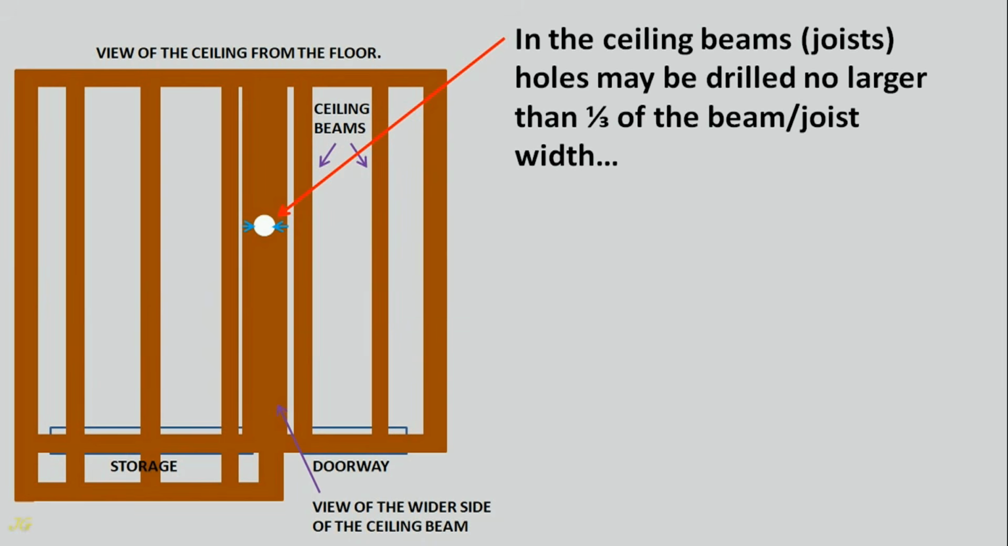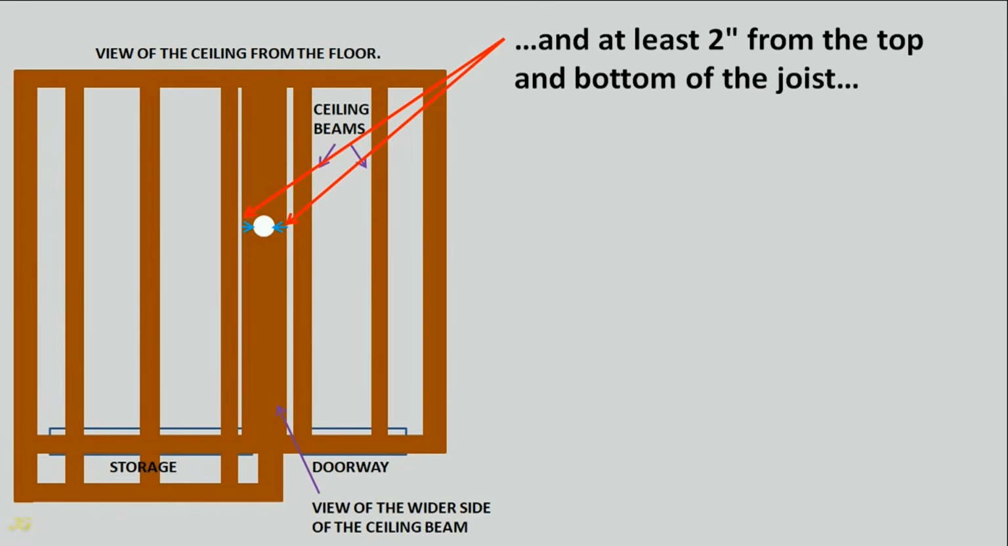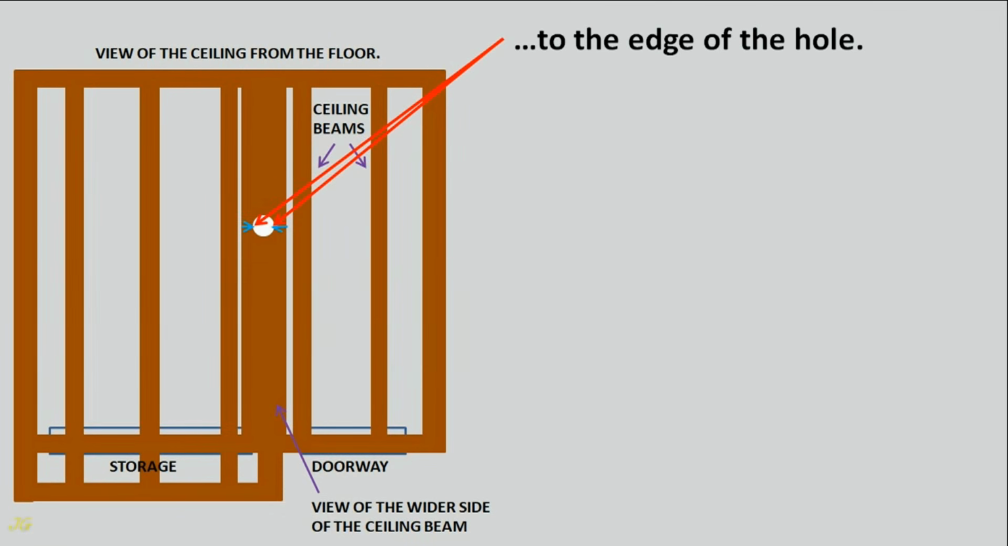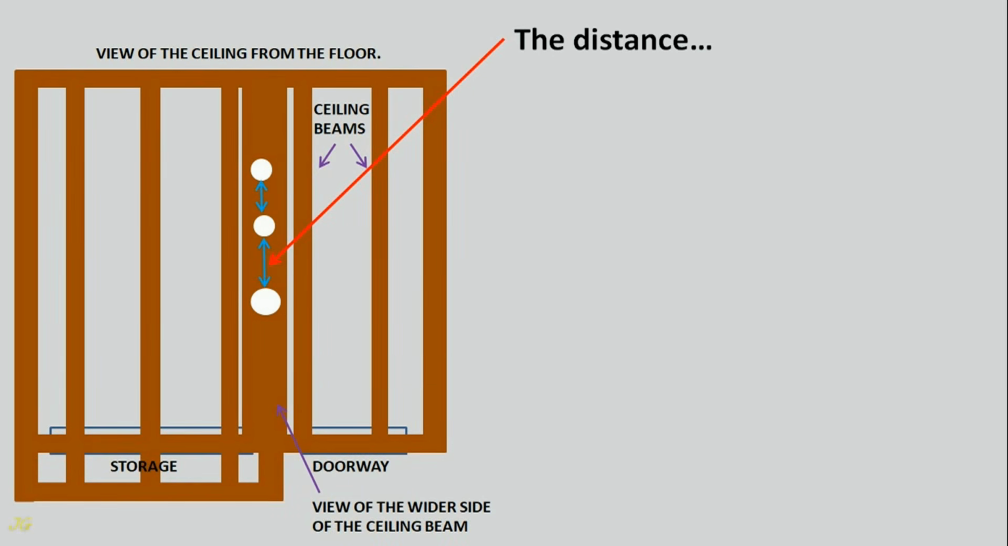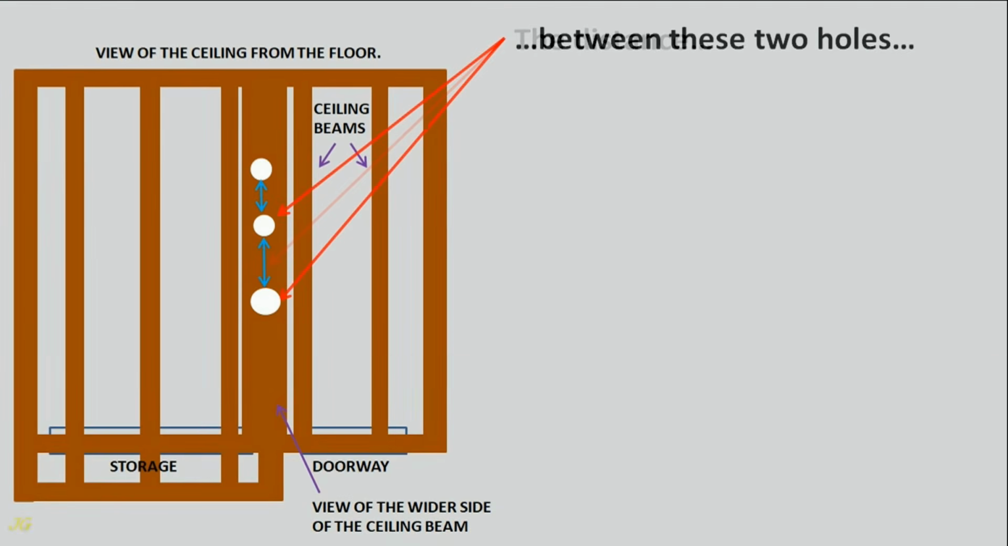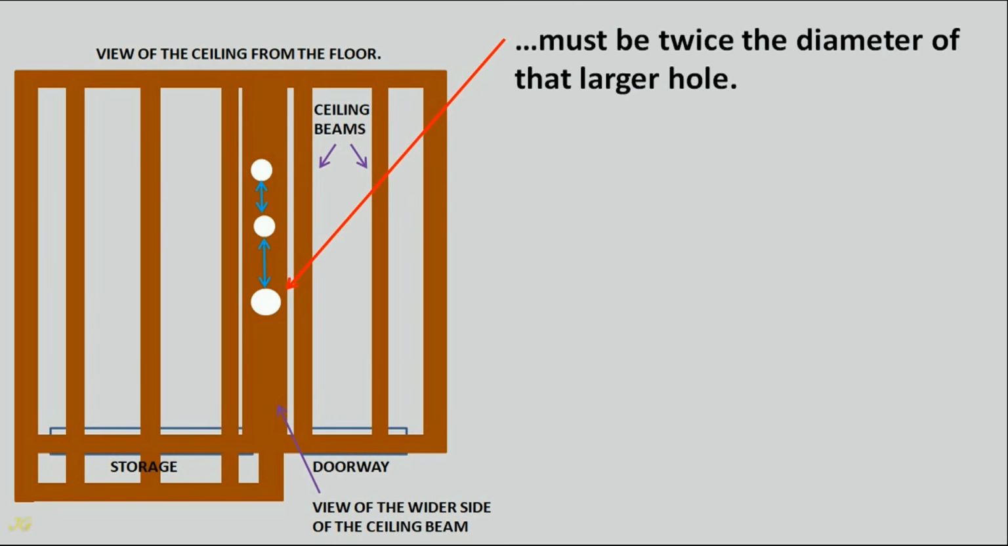In the ceiling beams, joists, holes may be drilled no larger than 1/3 of the beam, joist width, and at least 2 inches from the top and bottom of the joist to the edge of the hole. For multiple holes, the distance between the holes must be twice the diameter of the larger hole.